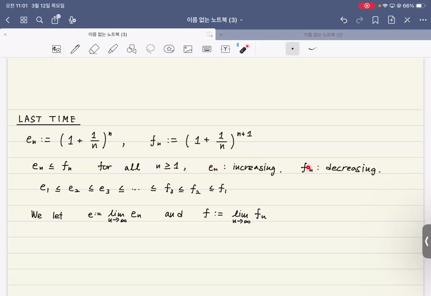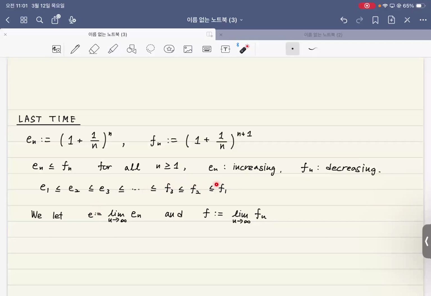En is increasing and Fn was decreasing, and all these numbers were satisfying these inequalities. So E1, E2, E3, the sequence En is increasing, but it can never exceed, for instance, F1. So En is increasing, but bounded by this number. So this is a converging sequence, which is called Euler's number, which I will call E.